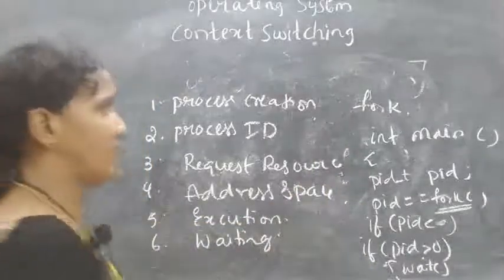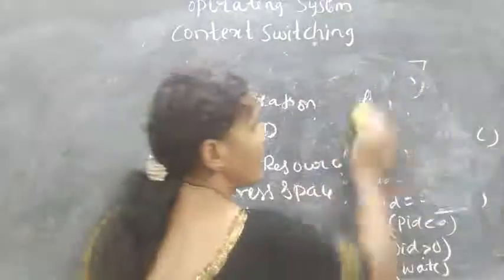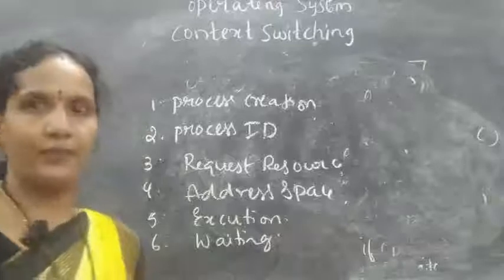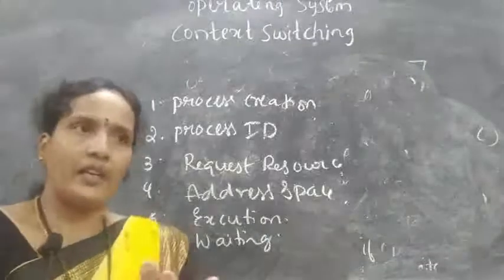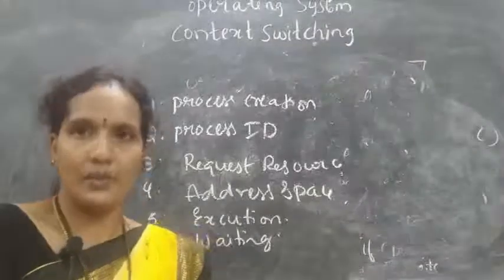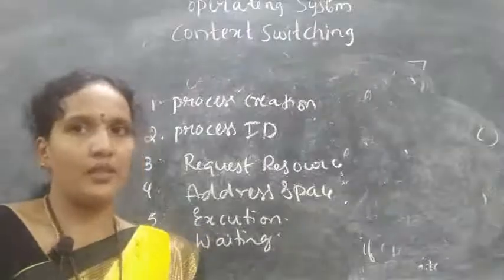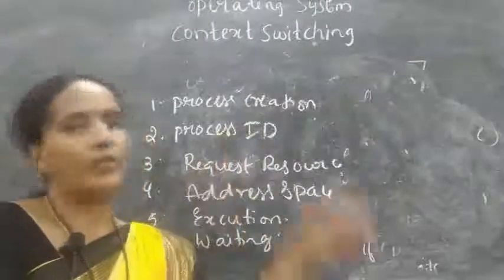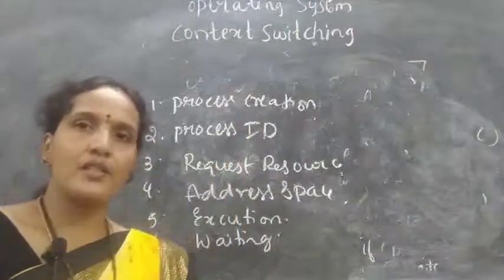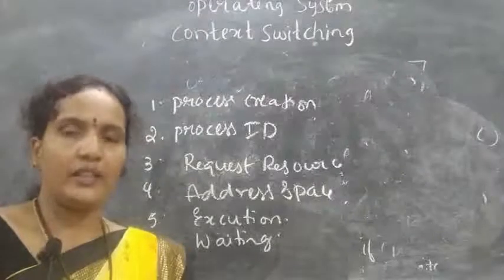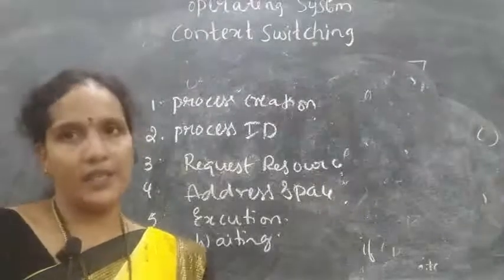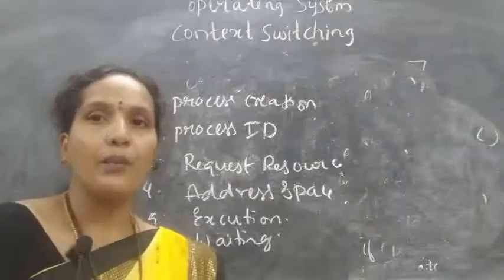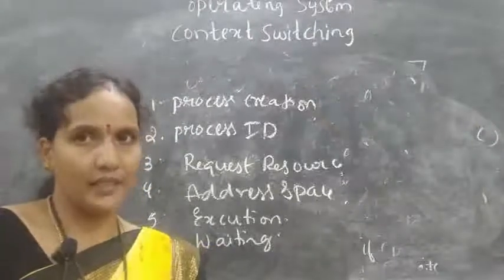Now, come to process ID. Already I have explained the process ID in the last class. When any process is created, or when a process enters into a system, for each and every process there is a unique number. It's an integer. That is nothing but the process ID. And the operating system will identify each and every process with the process ID. Clear? So that is why a process ID is compulsory for each and every process.